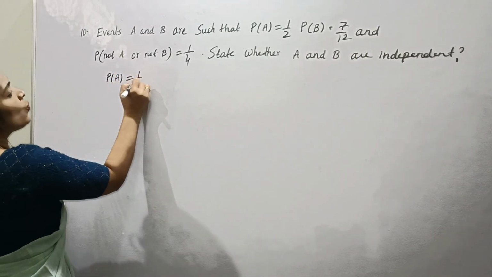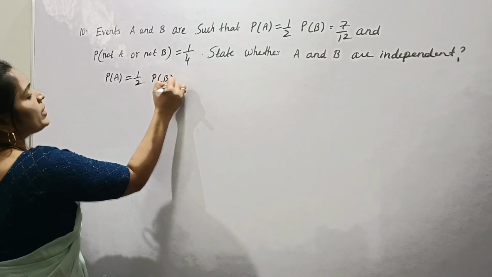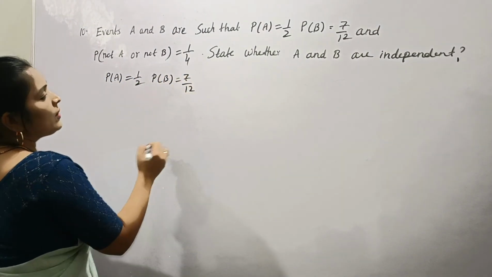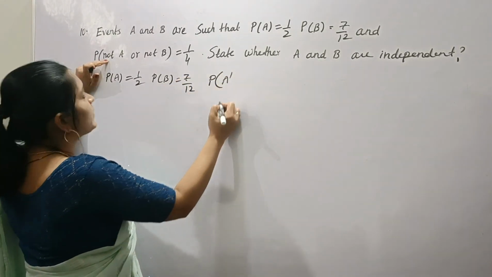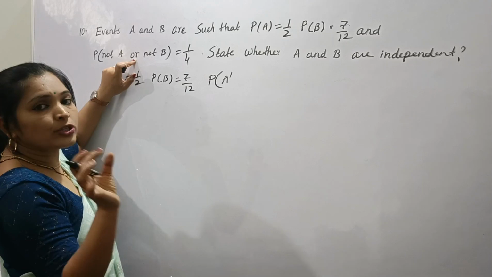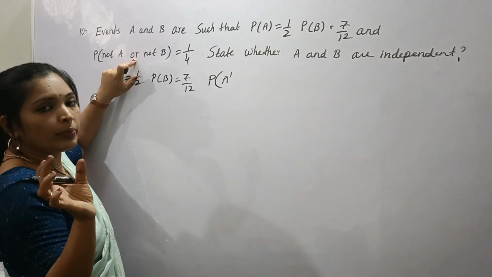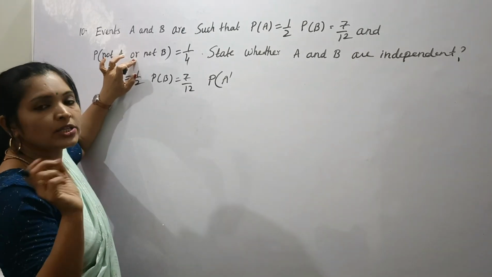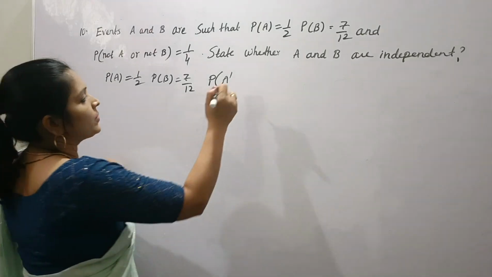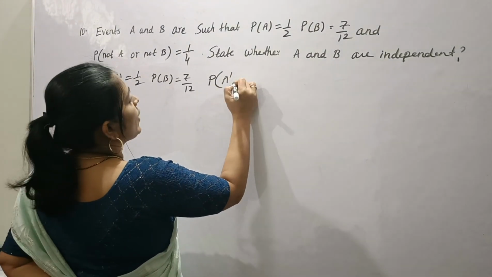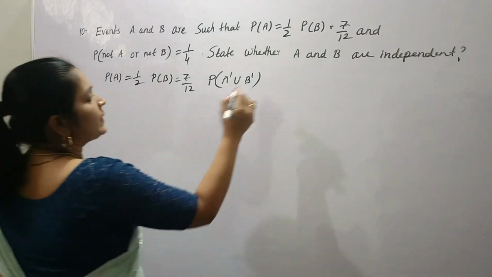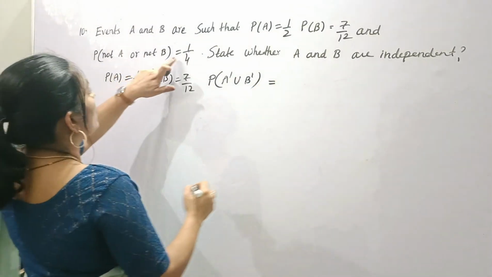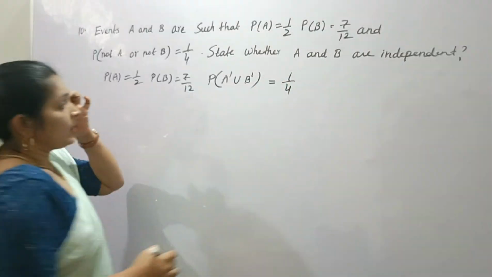Probability of A is equal to 1 by 2. Probability of B is equal to 7 by 12, and probability of not A, that is A complement, or refers to union. Okay, so remember, or refers to union and and refers to intersection. So here A complement union B complement is equal to 1 by 4.